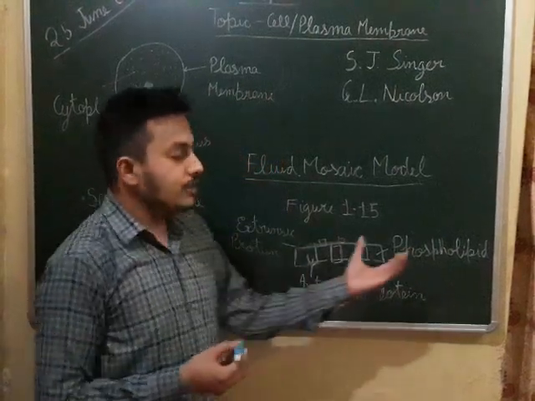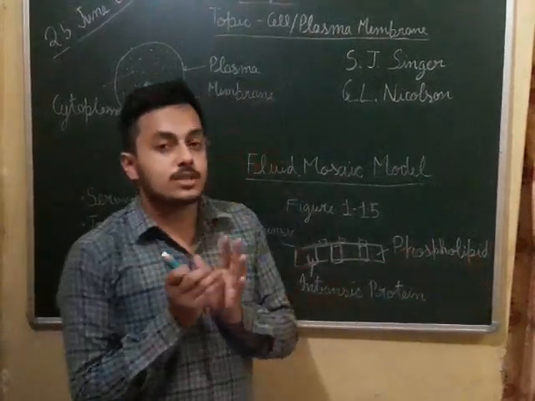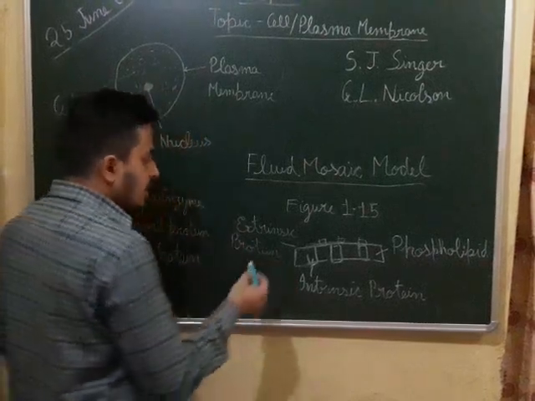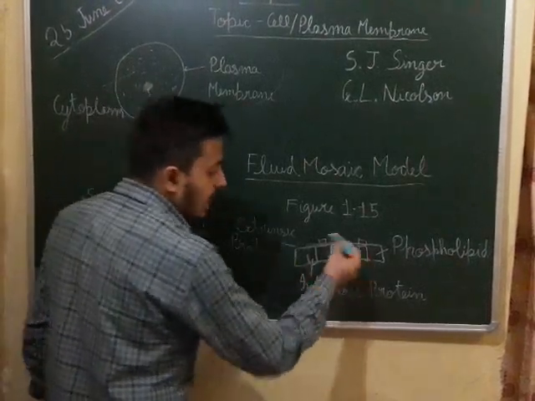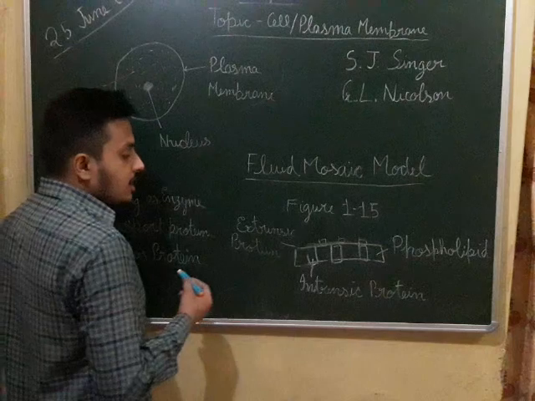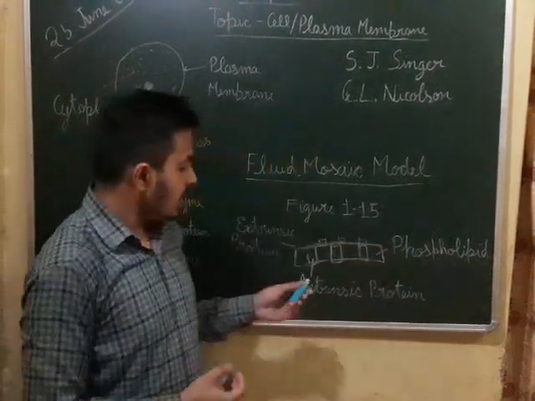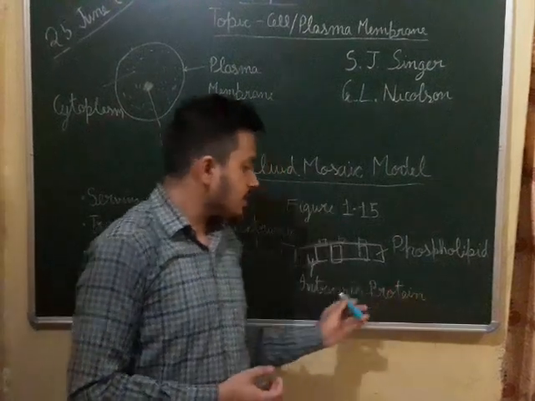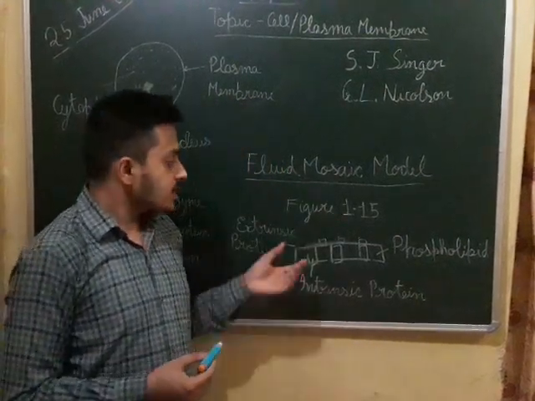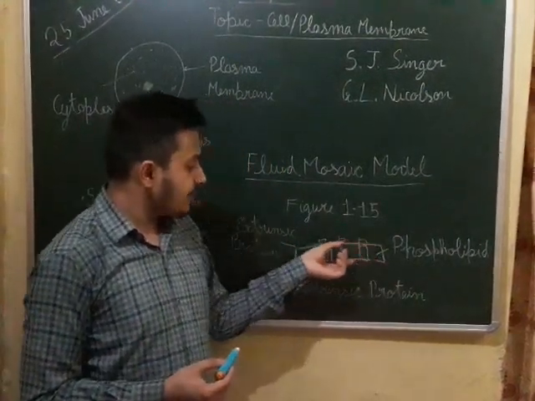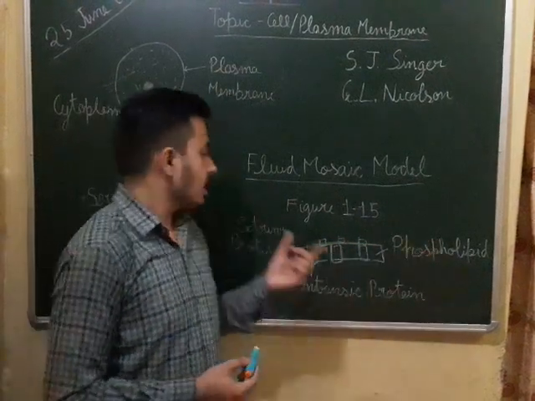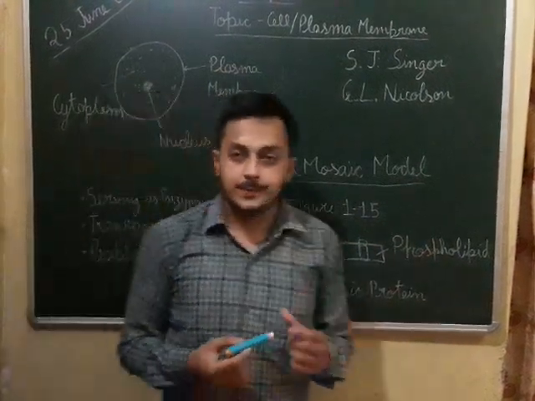Phospholipid is a kind of jelly-type liquid substance in which the protein molecules are floating. Okay, some molecules are floating inside this phospholipid. They are called intrinsic proteins, while some are found on the surface of this phospholipid. They are called extrinsic proteins.